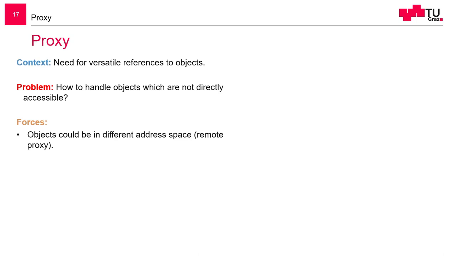For example, objects could be in different address spaces. For this, a remote proxy or a communication proxy would be interesting. And this proxy has the task of dealing with the serialization and the communication parts in between.